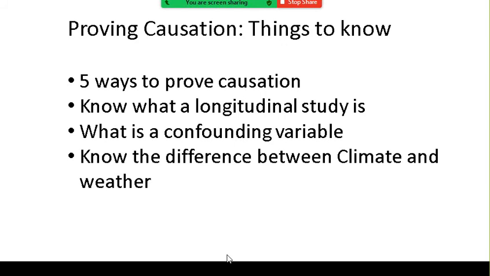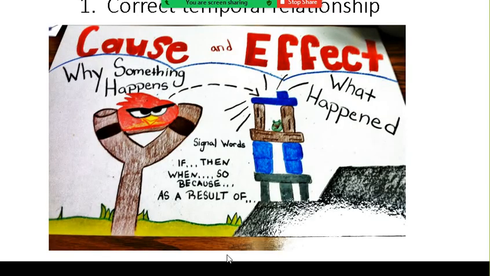Now let me give you a quick list of those 5 things. And I think this should be on one of the slides of your handout, so I'm not going to pause that much as I go through these things. If you have a cause and effect relationship, you should have the correct temporal relationship. The cause comes before the effect. It's kind of a chicken and egg thing.